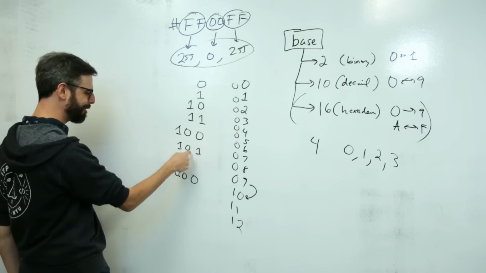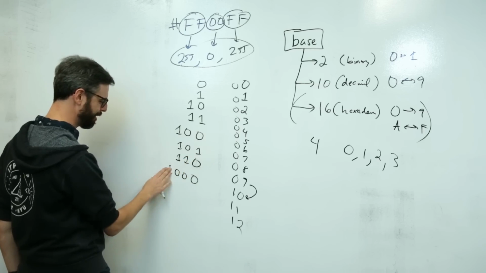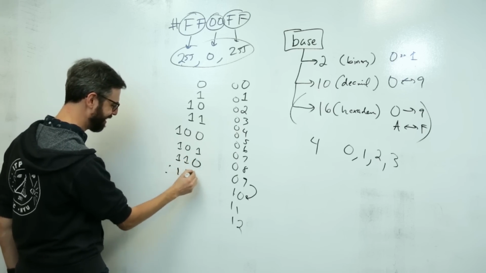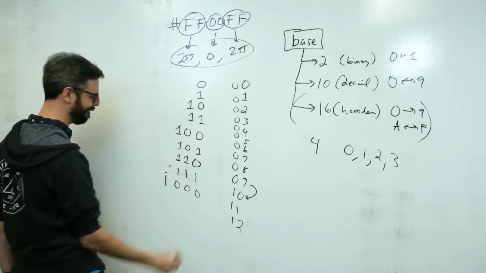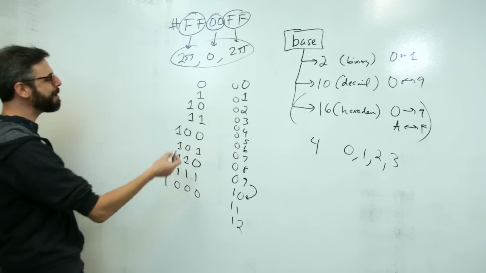1, 0, 0, 1, 0, 1, 1, 1, 0, then 1, 1, 1, and then 1, 0, 0, 0. Oh, this is hard. Okay, let me match up some things for you.